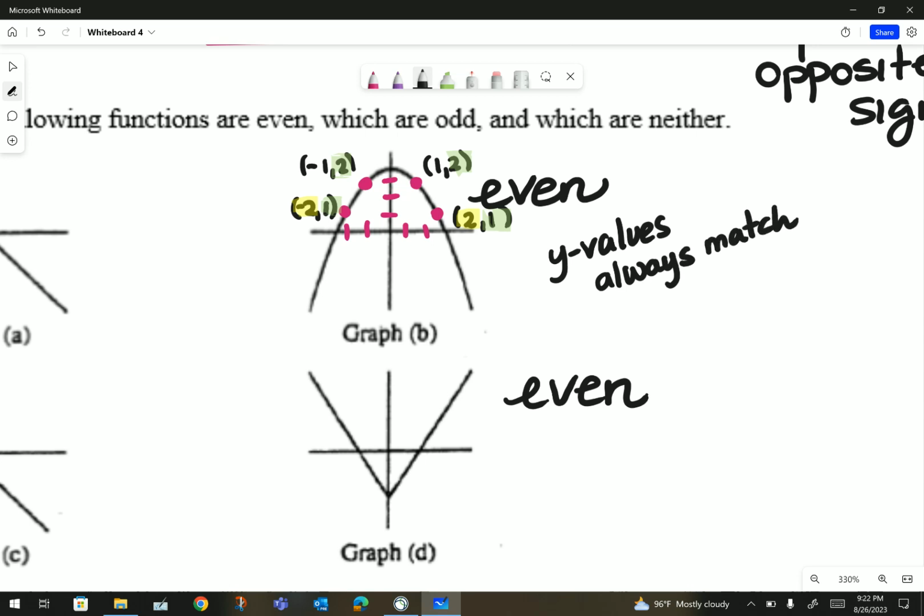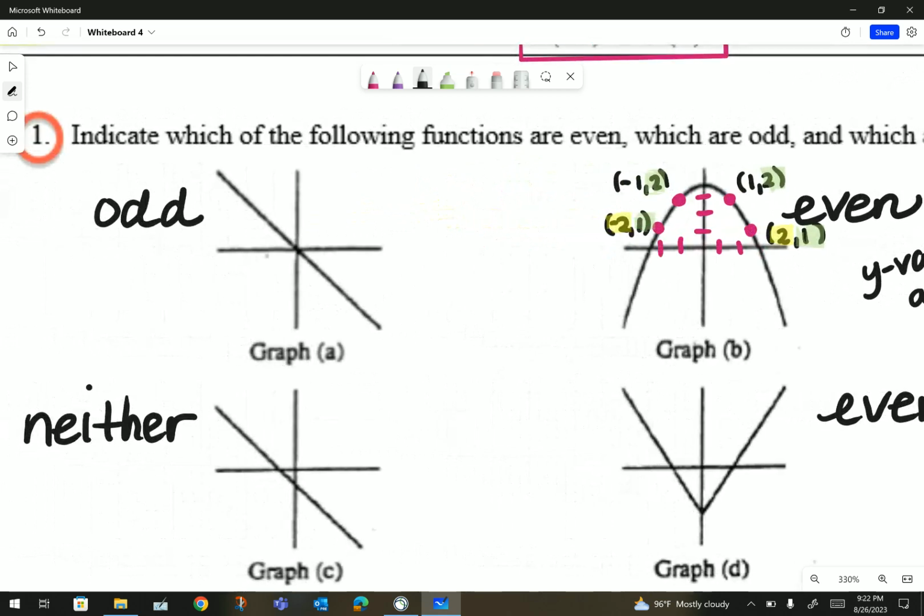Okay, now if we look at odd functions, let's make up a point again. So let's say this was a point and this was a point, and I'm going to make some tick marks. Okay, so let's label those tick marks. This top one here is -2, +2, and this one here is +2, -2.